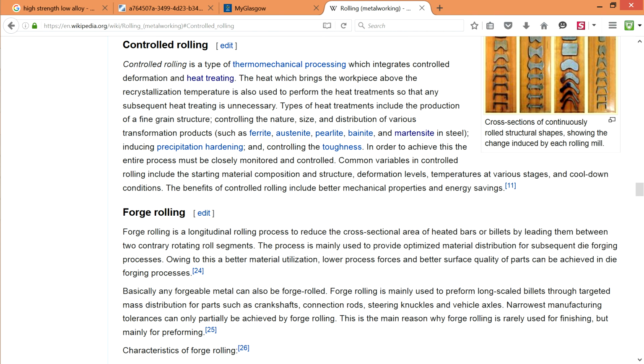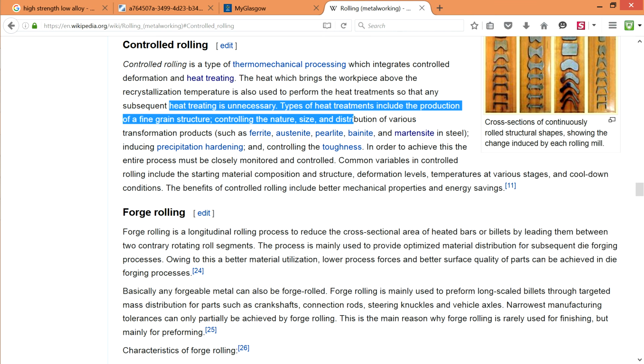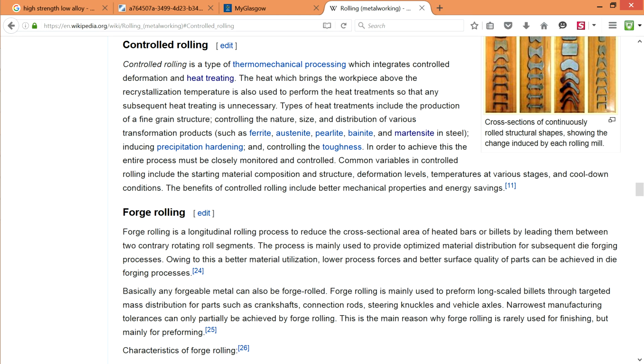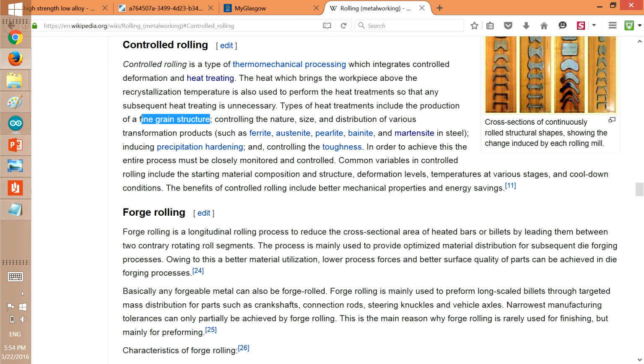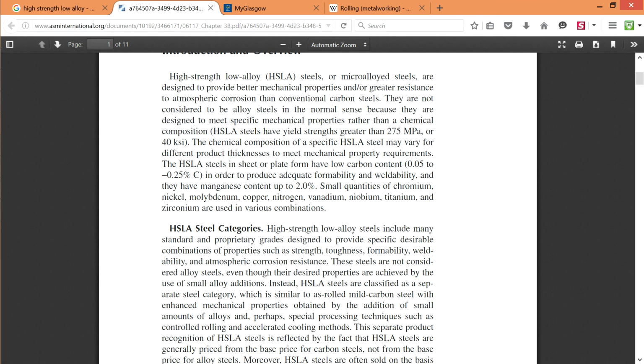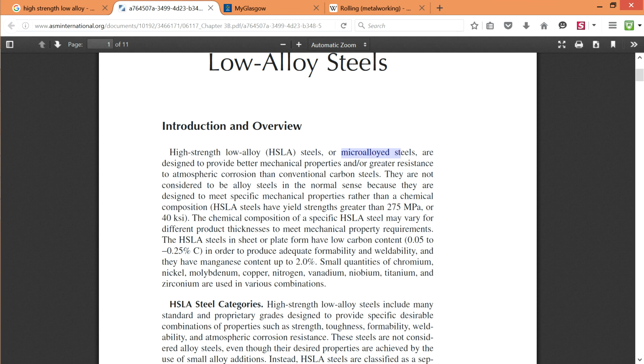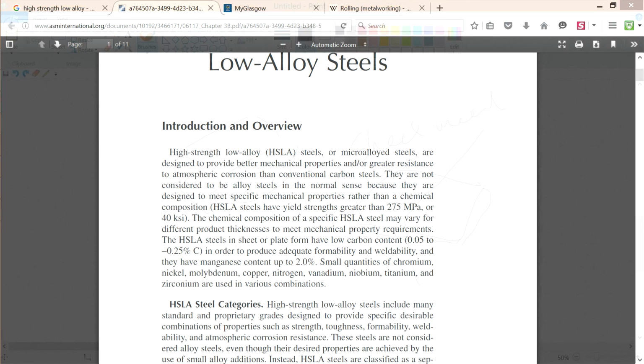Different types of heat treating will give you different types of grain structure. So we are looking at the grain structure. If you remember, we are talking about micro alloy. Previously we talked about it. It's micro alloy, not a chemical composition type of thing, so be careful of that.